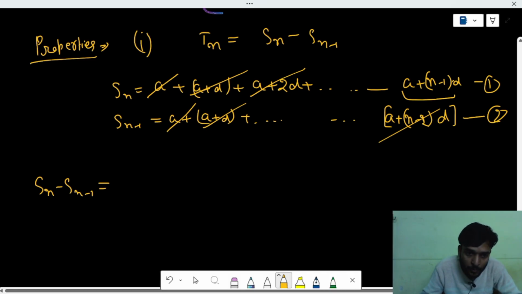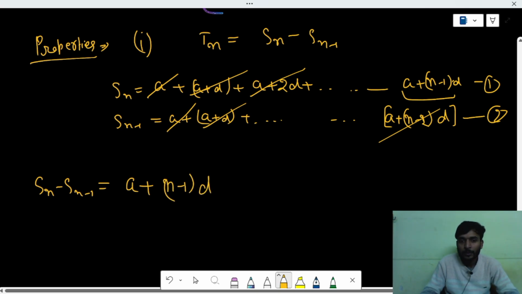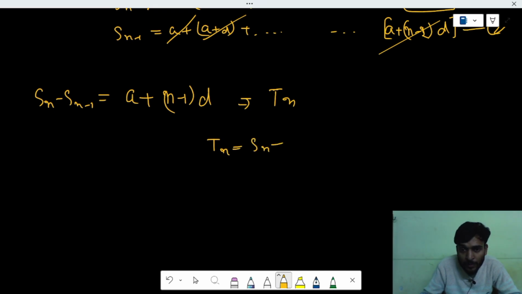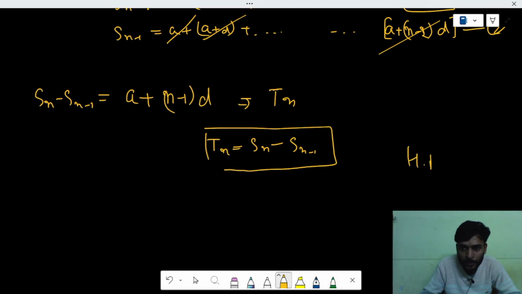Only the remaining term a plus (n minus 1) into d is left, and we know that this is the Tn term. Then Tn equals Sn minus Sn minus 1. Hence proved, property number one.